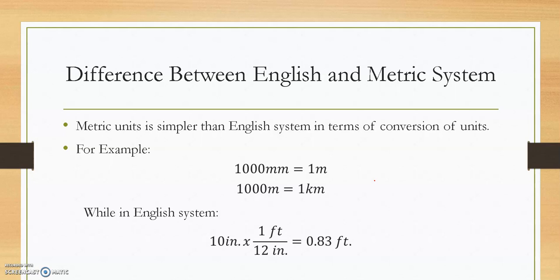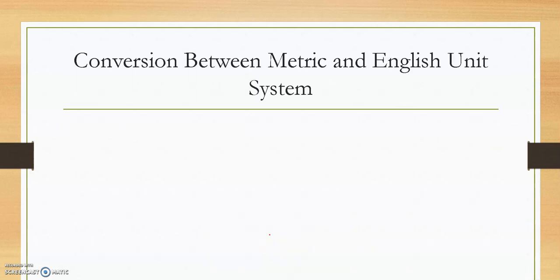However, in the English system, you really need to master its conversion factors. For example, 1 foot is equivalent to 12 inches. Therefore 10 inches is equivalent to 0.83 feet. Later on, I'm going to discuss how to convert this and how to use the conversion ratio. Okay, so let's move on.